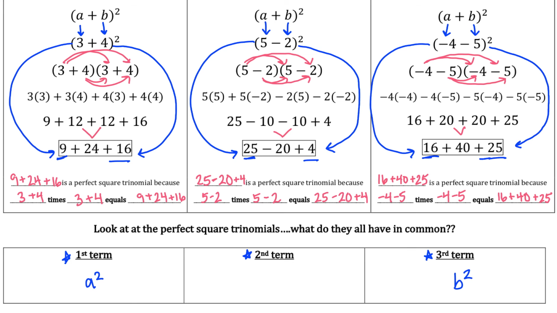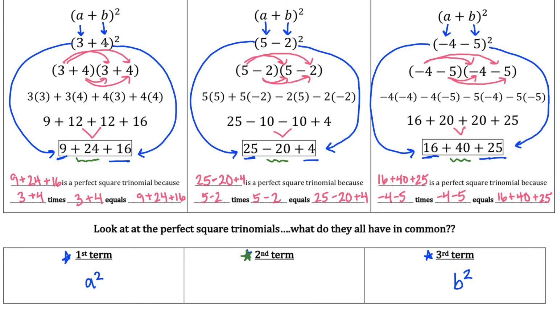Now, how do we get this middle one? I'm actually going to change this color. How do we get this middle one? This positive 24, this -20, this positive 40. Well, if you look here, there are two of these, right? There are two of these. There are two of these. There are two of this 3.